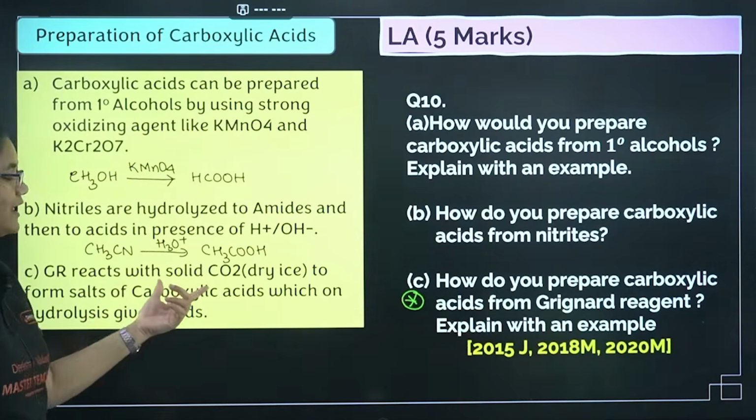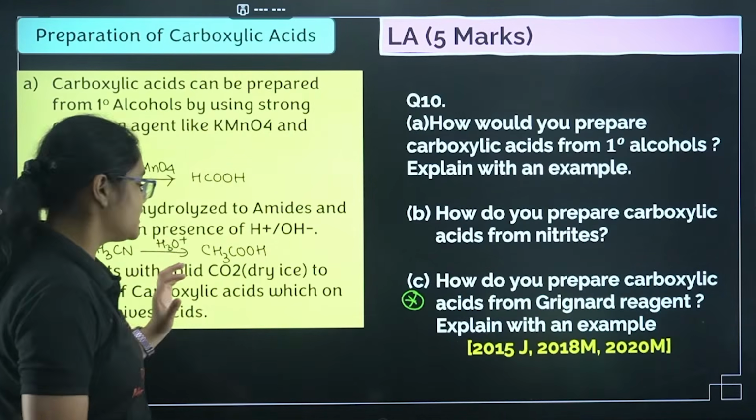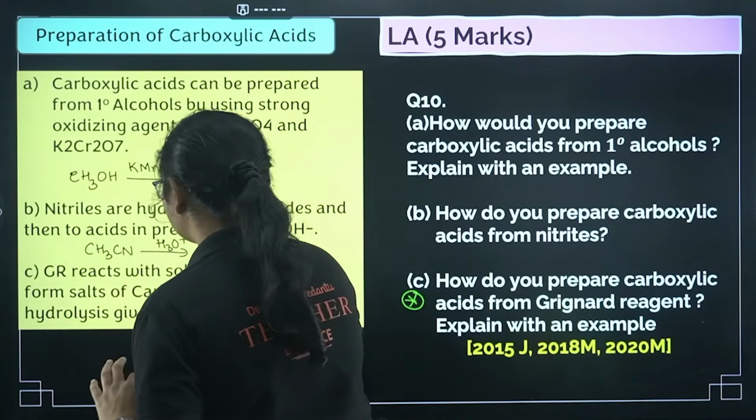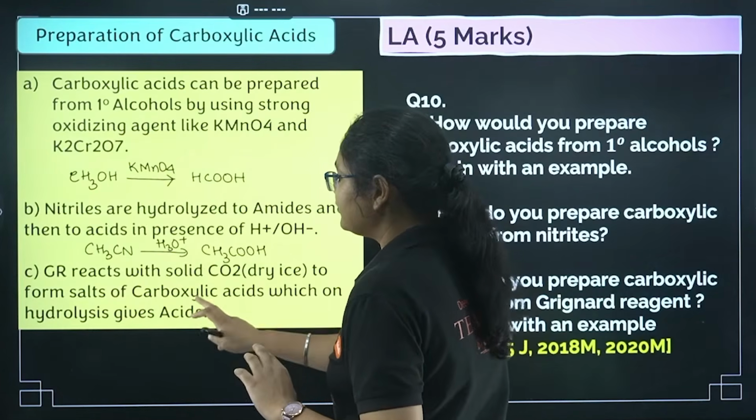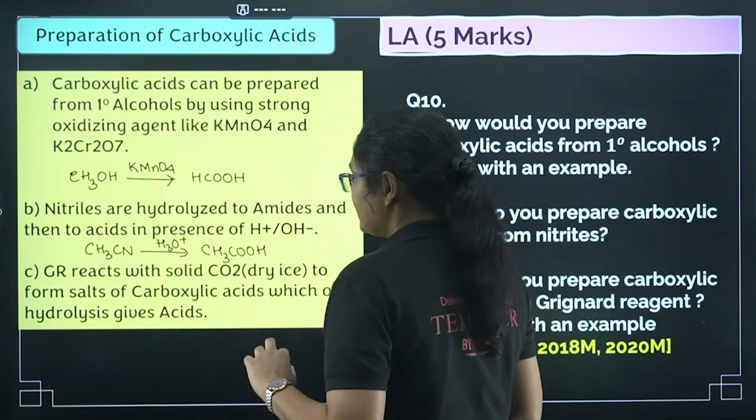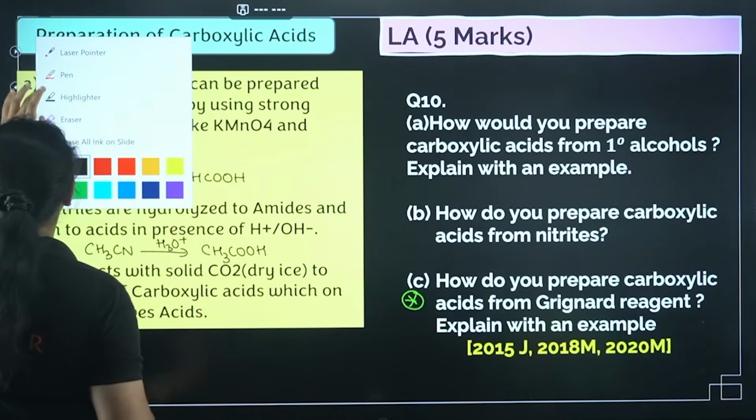Now next one, how do you prepare from a Grignard reagent? So Grignard reagent reacts with solid carbon dioxide, that is dry ice, to form salts of carboxylic acid, which on hydrolysis gives you acid. Okay. Now I'll give you an example for this one also.